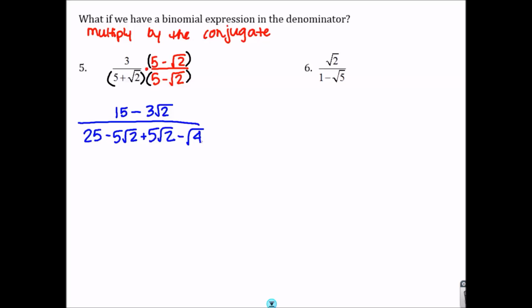So we can go ahead and simplify this. The negative 5 square root of 2 and positive 5 square root of 2 cancel out. We know that the square root of 4 is 2. So we end up with 25 minus 2 in the denominator, which is just 23. And then the numerator will stay 15 minus 3 square root of 2.